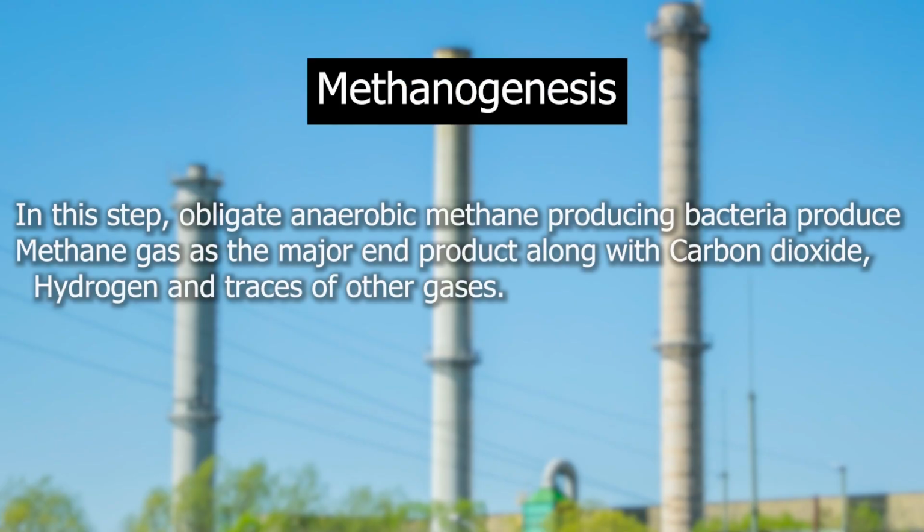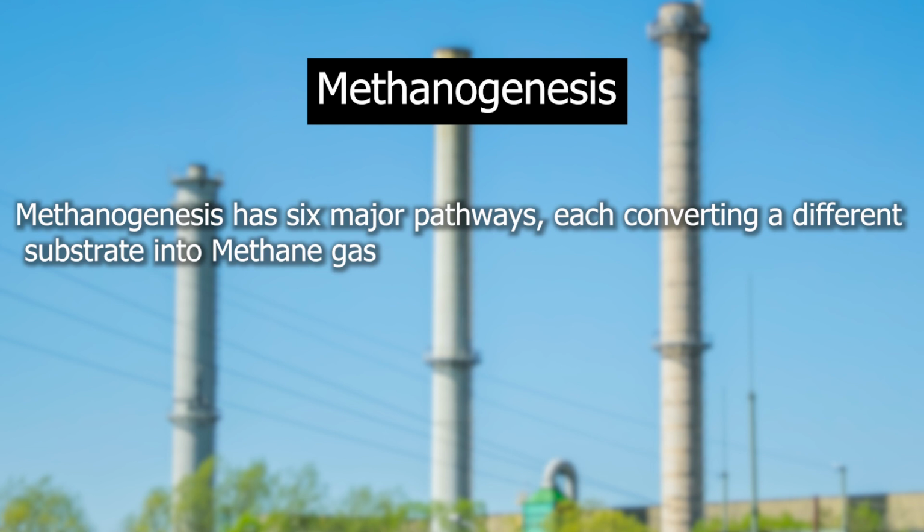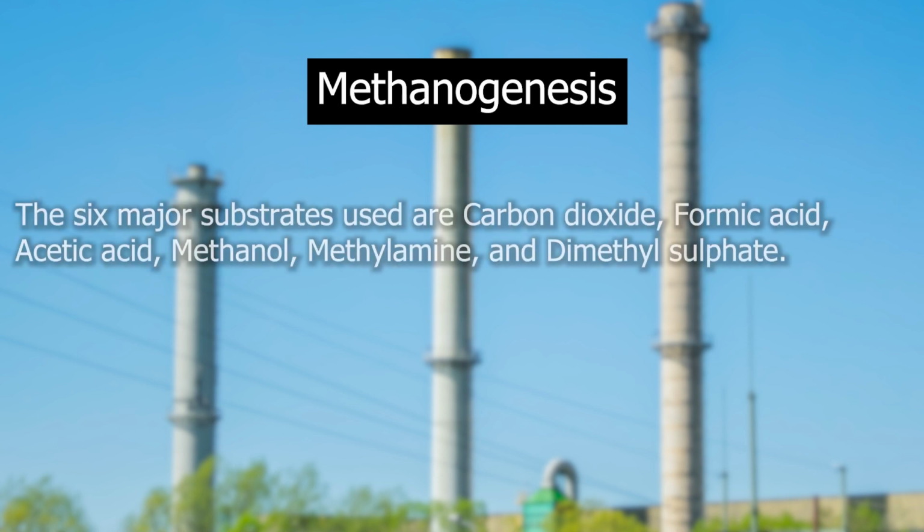The next step is methanogenesis. In this step, obligate anaerobic methane producing bacteria produce methane gas as the major end product along with carbon dioxide, hydrogen and traces of other gases. Methanogenesis has 6 major pathways, each converting a different substrate into methane gas. The 6 major substrates used are carbon dioxide, formic acid, acetic acid, methanol, methylamine and dimethyl sulfate.